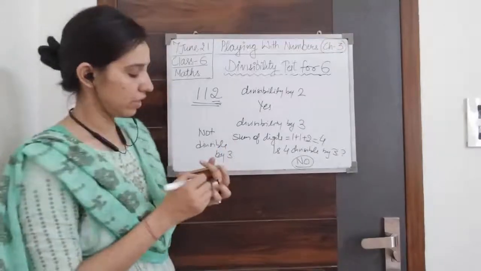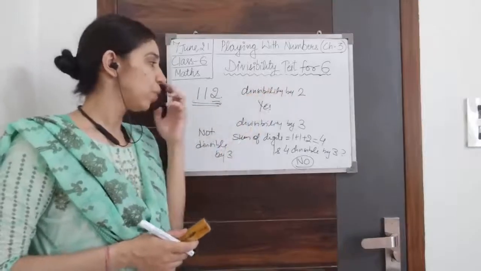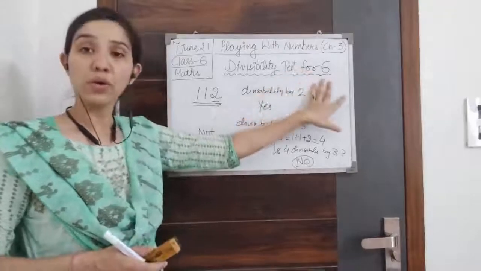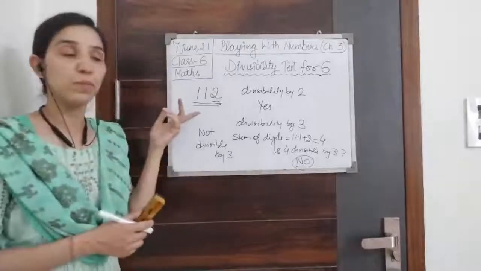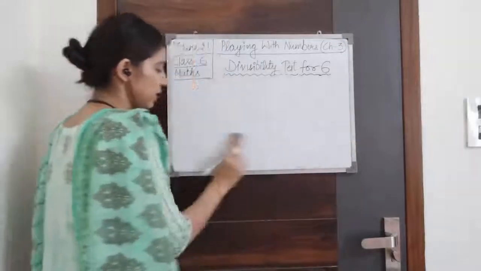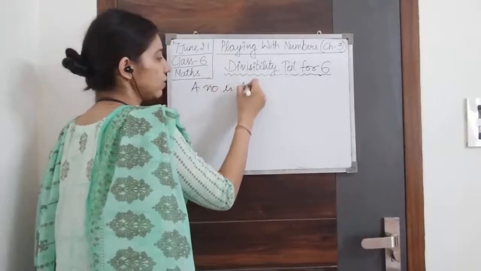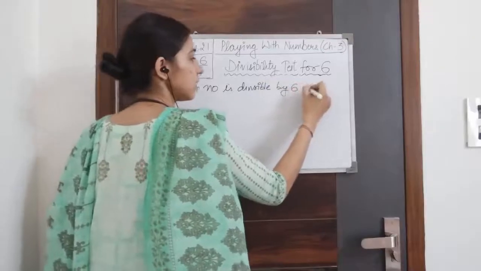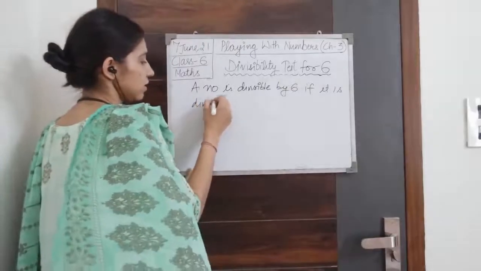अब देखिए, we have a number which is divisible by 2 but not divisible by 3. Will it be divisible by 6 or not? Answer will be no, because definition क्या है आपकी? It should be divisible by both numbers 2 as well as 3. इसको proper words में कैसे लिखेंगे? A number is divisible by 6 if it is divisible by both 2 and 3.